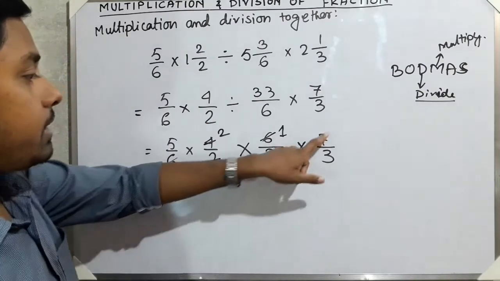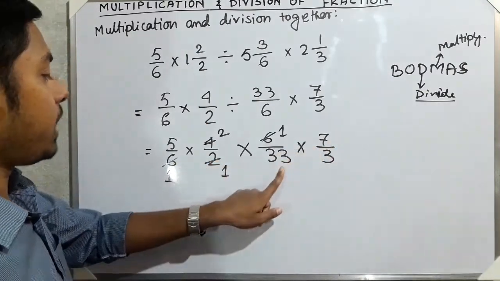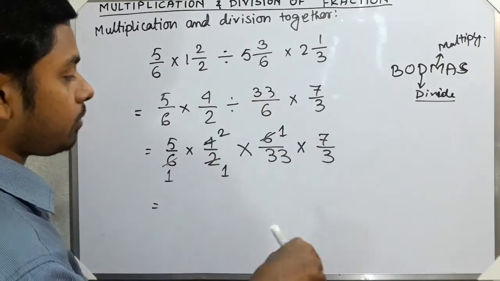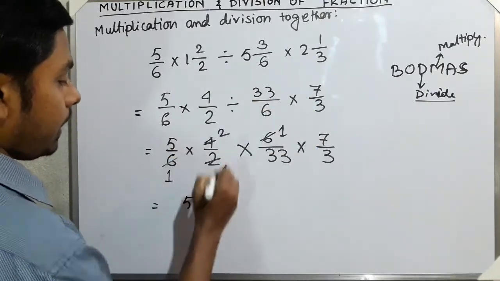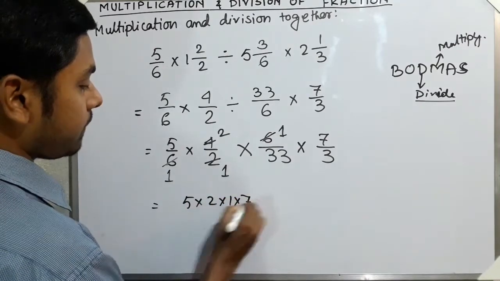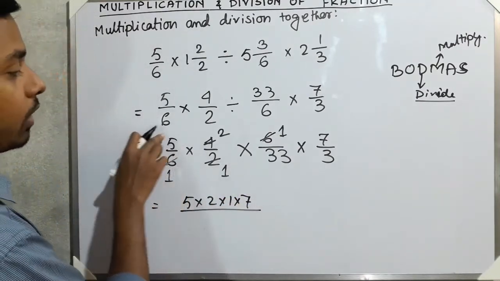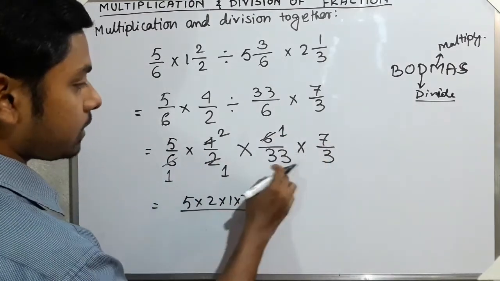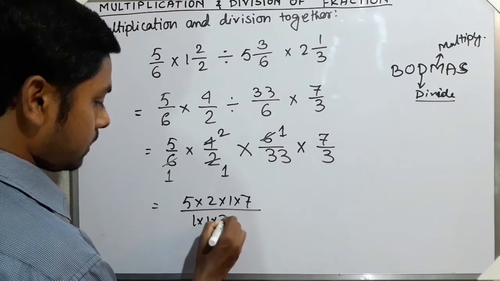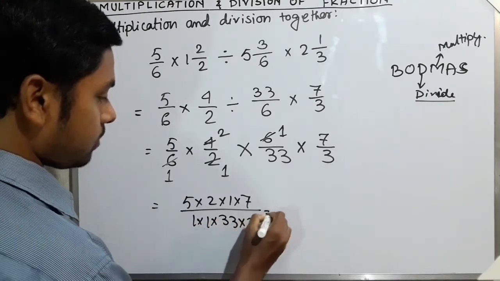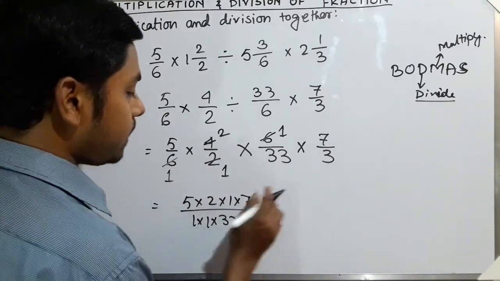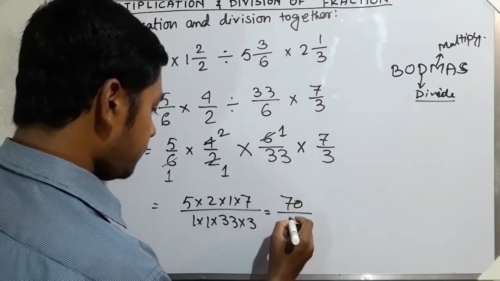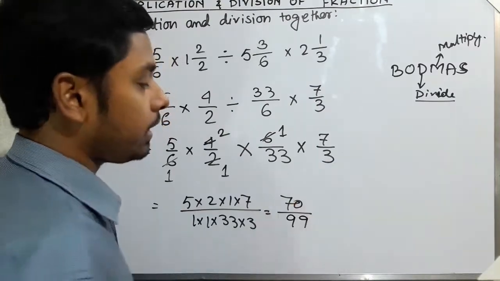Now you can see here 7 and 3 cannot be cut, 7 and 33 cannot be cut, 5 and 33 cannot be cut. Now what I have to do? Up multiply, down multiply. So here 5 into 2 into 1 into 7. In the numerator we have got 5, 2, 1, 7, and in the denominator we have got 1, 1, 33, 3. So 5 2 ja 10 into 7, 70, and here 33 into 3, 99.